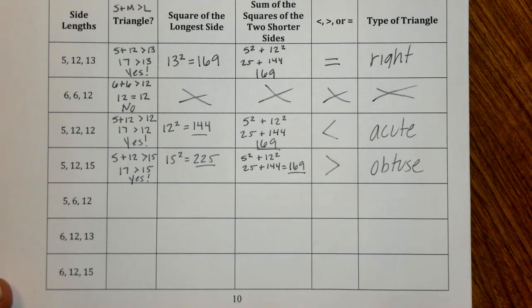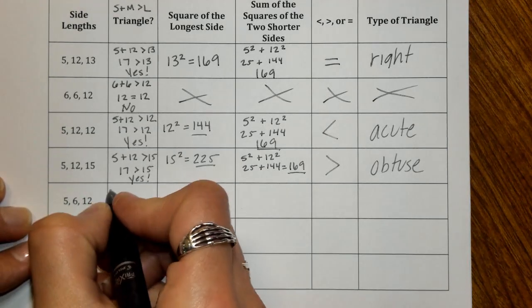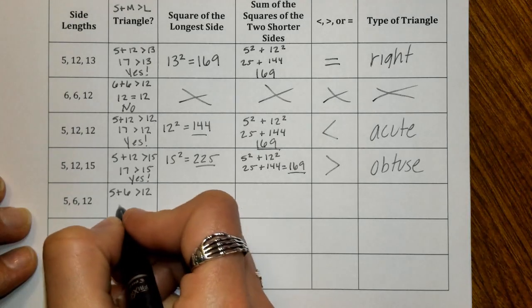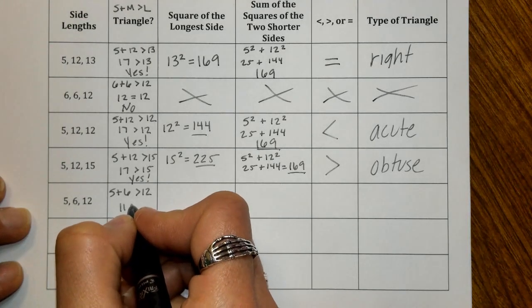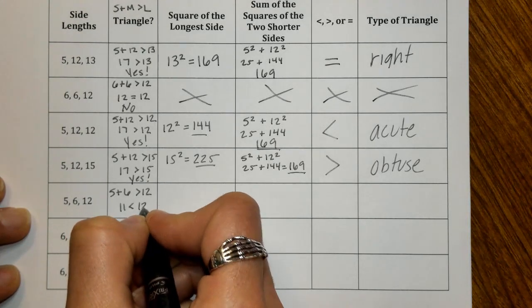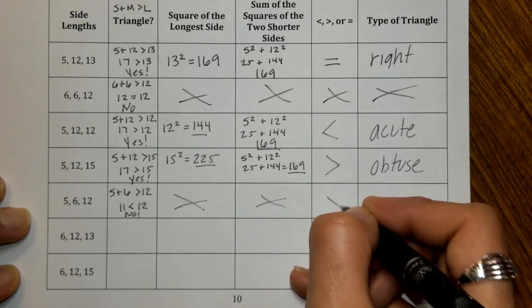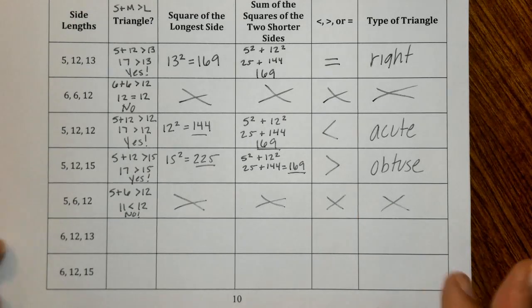I encourage you to pause it and go ahead and work through the other ones in the exact same fashion. If you're a little nervous too, that's fine. Let's take a look at this next one. Okay, 5 plus 6. See if it's greater than 12. 5 plus 6 is 11. This is going to end up being less than 12. So this is not a triangle. So again, no triangle, say no, and move on.